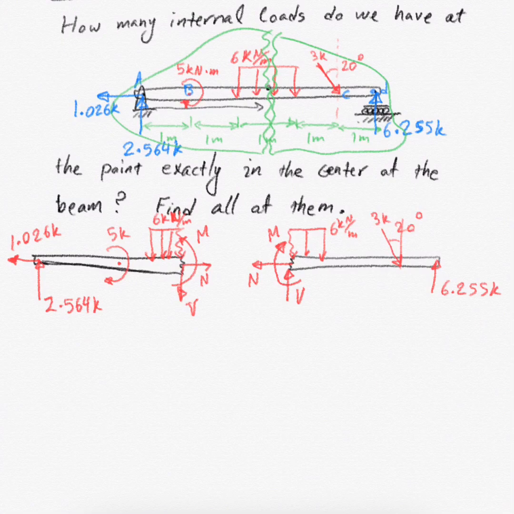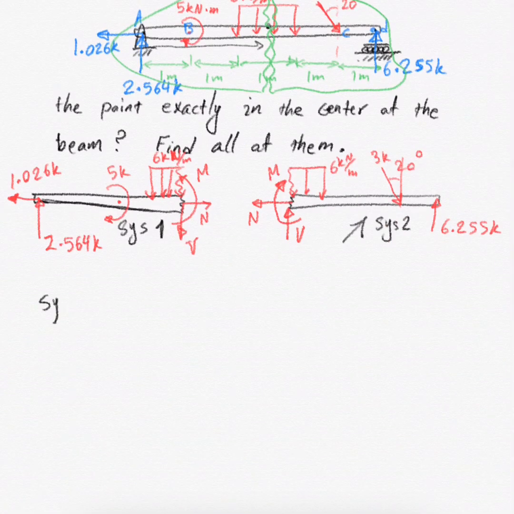Now I can choose either one, and you should get exactly the same result. It doesn't matter if you choose the one on the right or left. As I mentioned before, I choose this one. Let's call this system 1, and let's call this system 2. All the equations I'm going to be writing here are for system 2. Let's write the equations. Because it's 2D, we have 3 equations. If it was 3D, we would have 6 equations. Summation of force in x is 0, summation of forces in y is 0, summation of moment about any point should be 0.